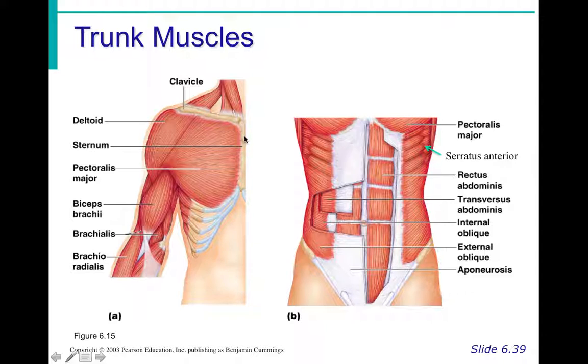Clavicle, the sternum with the manubrium, body, and the xiphoid process. Any guesses as to what these might be right here?